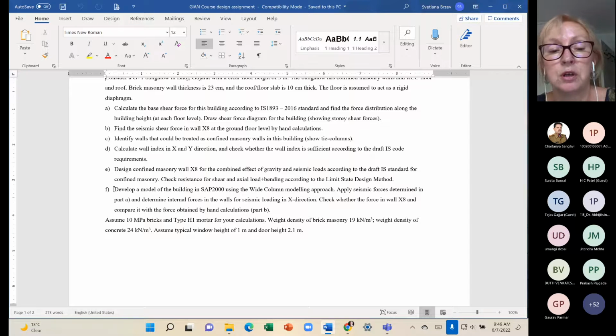Weight density of concrete is 24, and assume a typical window height of 1 meter and door height of 2.1 meters, because you have doors and windows. You will need to take them into account in your model. So that is all for the assignment.